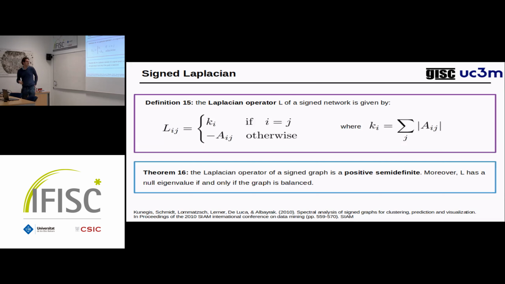This Laplacian, that I will call the signed Laplacian, has remarkable properties because, in particular, it is positive semi-definite. All its eigenvalues are larger or equal to 0, and it has the 0 eigenvalue if and only if the network is structurally balanced. So this is already suggesting that the structural balance of the network will play a key role in the dynamics that take place on them through the spectral properties of the Laplacian operator.